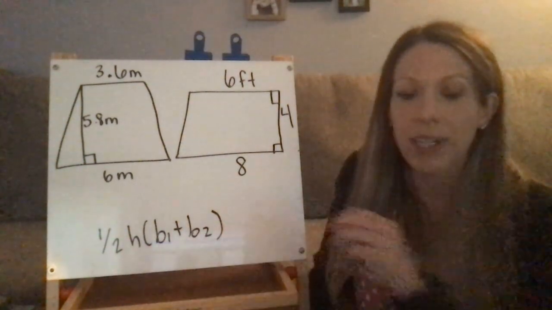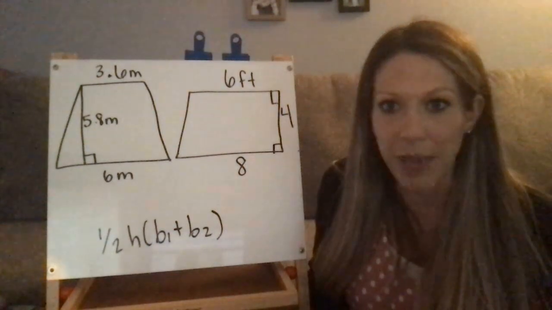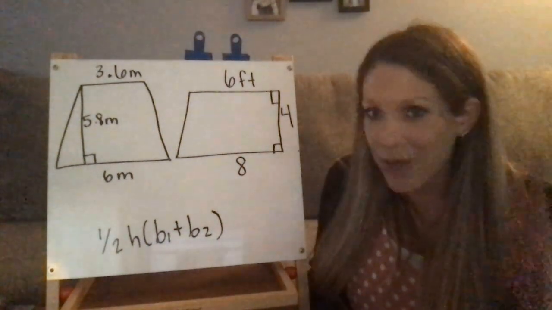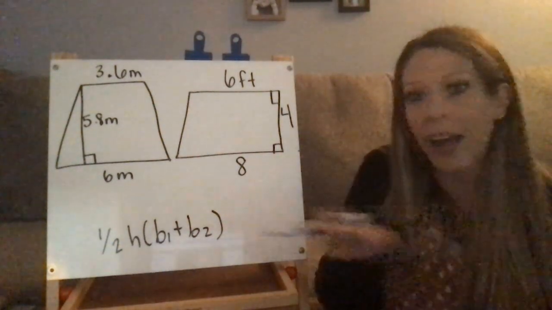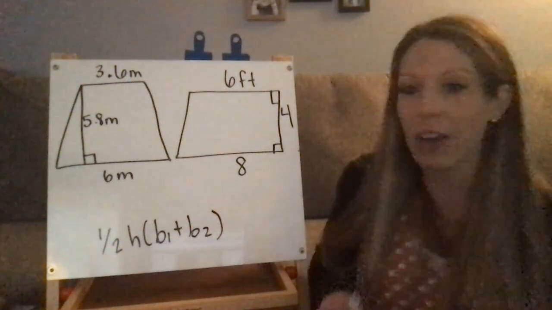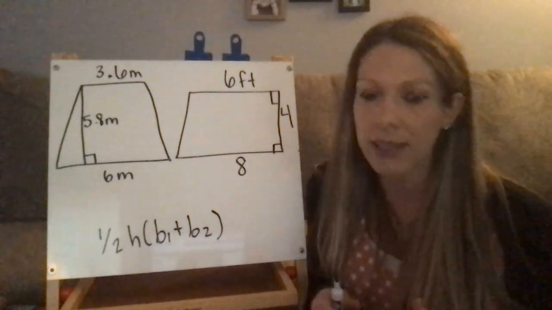And then the height, of course, needs to be perpendicular to those two bases. The height will not always go up and down. Sometimes your bases go up and down, and so your height goes horizontal. Just make sure that your height is perpendicular to your bases.